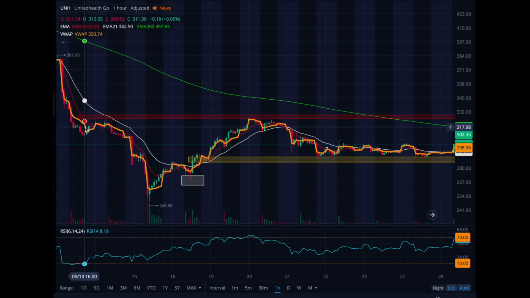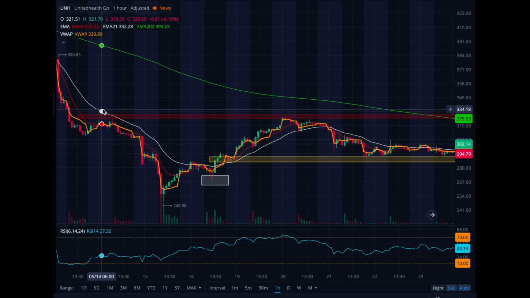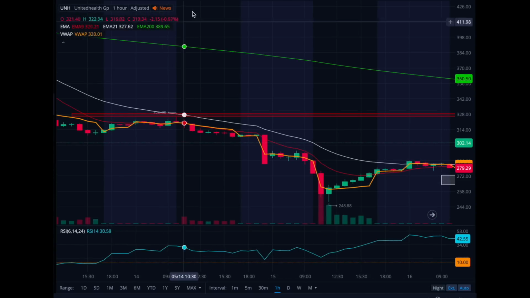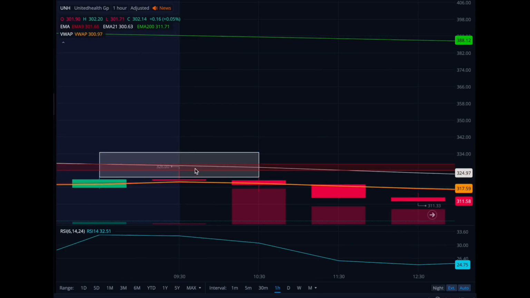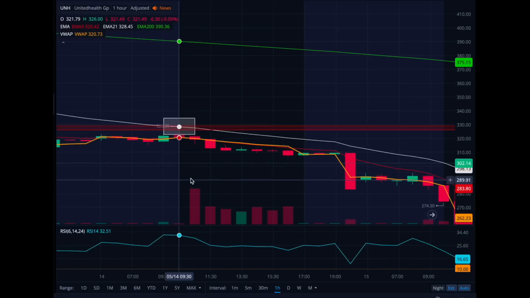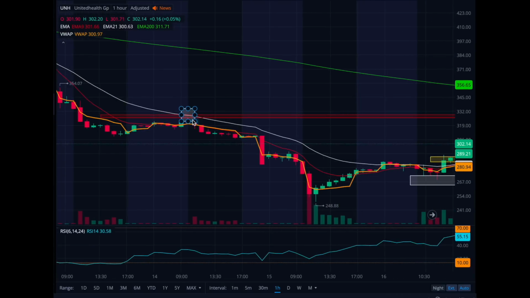Go on a 1 month or 3 month chart. Look for areas that the stock has had resistance. Right here is a resistance point. You can see that it touched at 326 and then the stock sold off. Then you look to see, has it repeated?